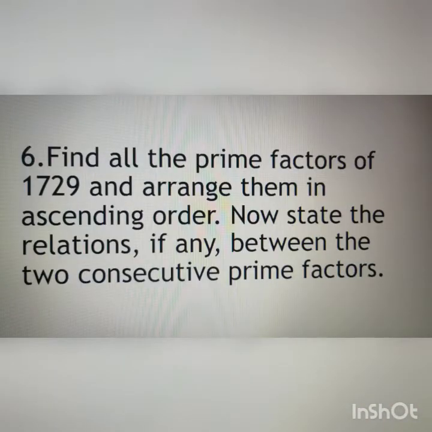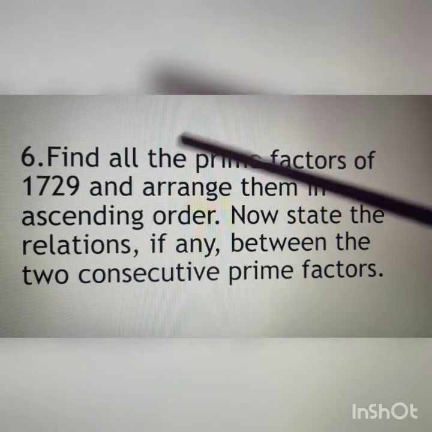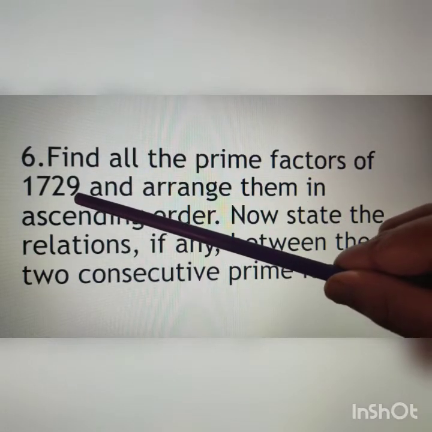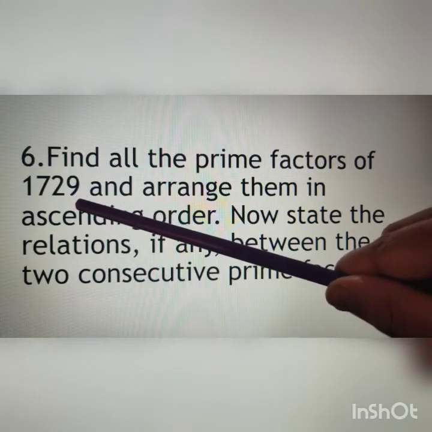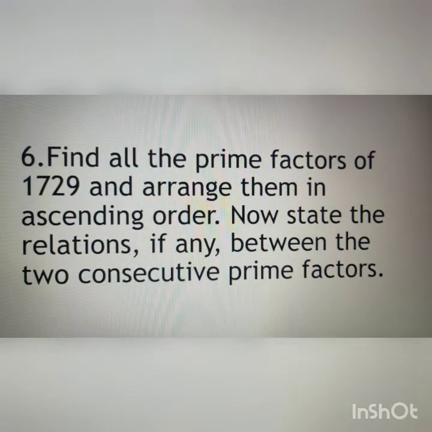Number 6. Find all the prime factors of 1729 and arrange them in ascending order. Now state the relations, if any, between the two consecutive prime factors. We have to first find the prime factors of 1729. Then we have to find out any relation between its prime factors.